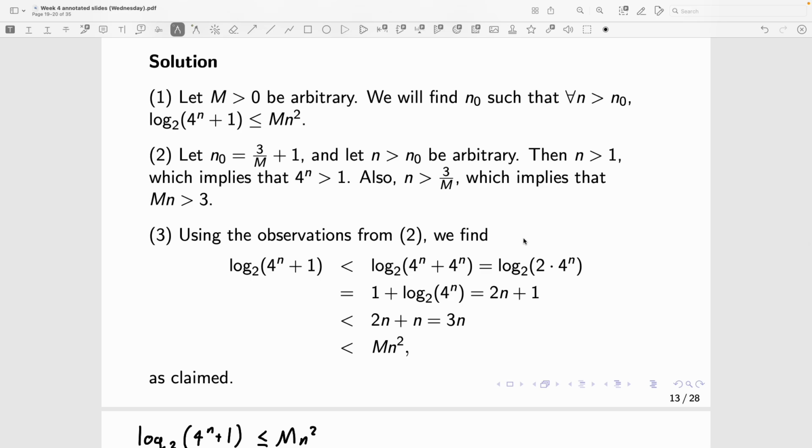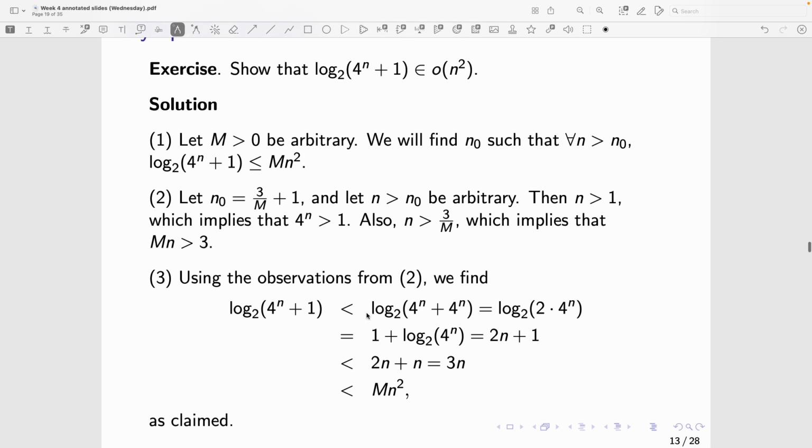Same old stuff as last time. We set n naught based on what we discovered about n during our rough work, and we explain what implications that has for our eventual inequality proof. Then we start at one side of the inequality and use that to arrive at the other side.